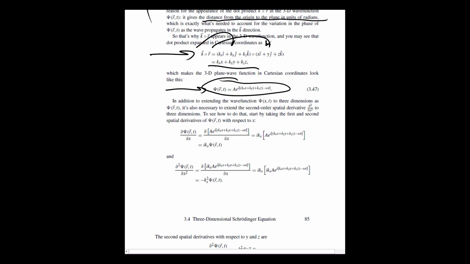But we've also got to think about that second derivative with respect to space term. In the one-dimensional case, it was just the second partial with respect to x. But now we've got to consider y and z. So here we take the first partial with respect to x. We notice it brings out an ikx. Taking that second partial, just as it did before, it brings out a minus k sub x squared.